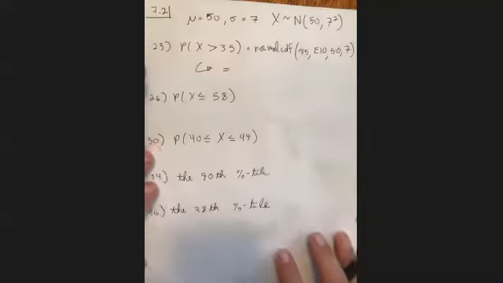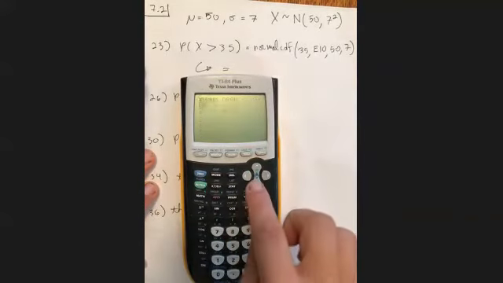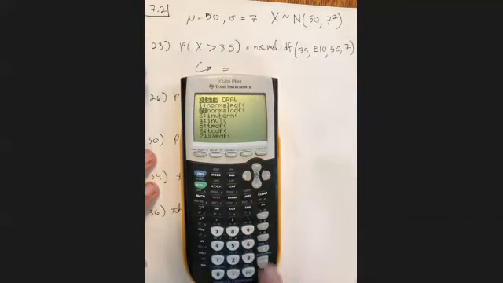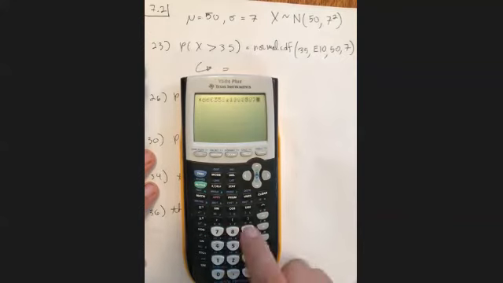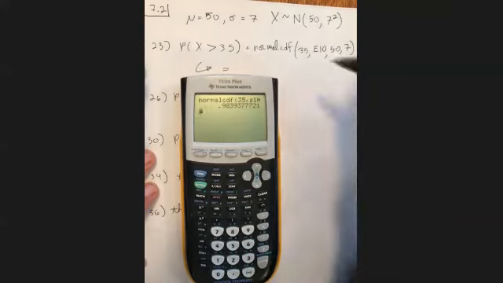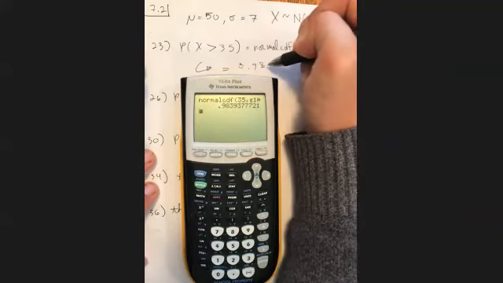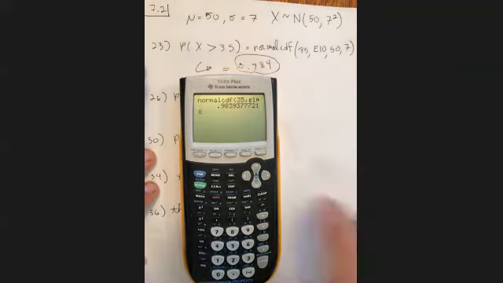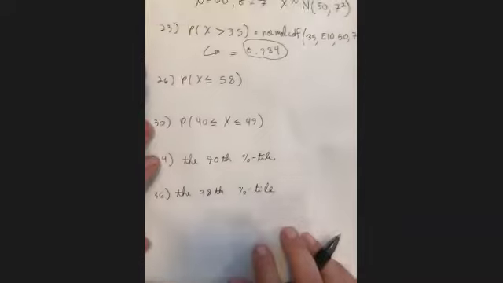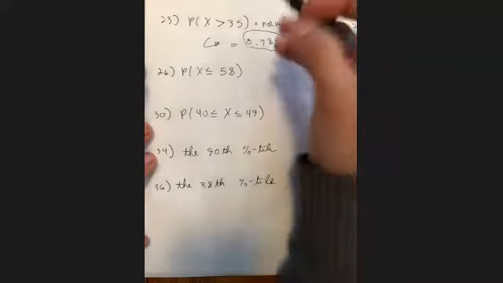So this is what we're putting into the calculator. Second vars, normal CDF is the second one down. 35, E10, 50, 7. Boom. And we get a result of 0.984. All right. Now we want to compute the probability that x is less than or equal to 58. So again, we use the normal CDF.